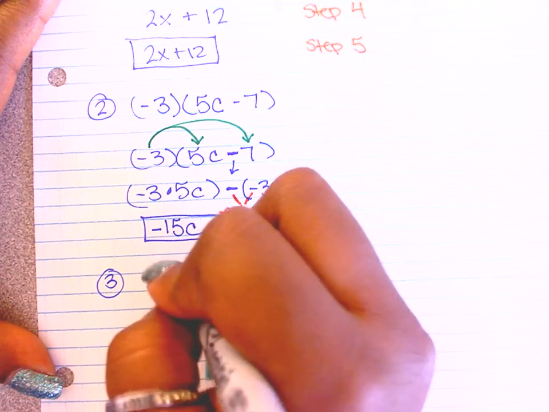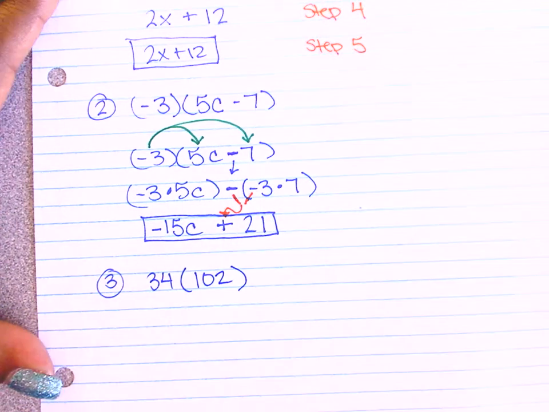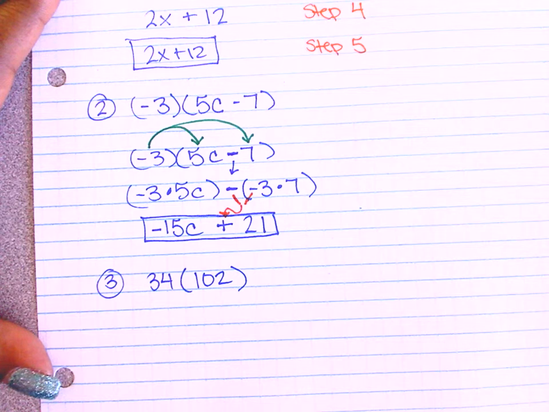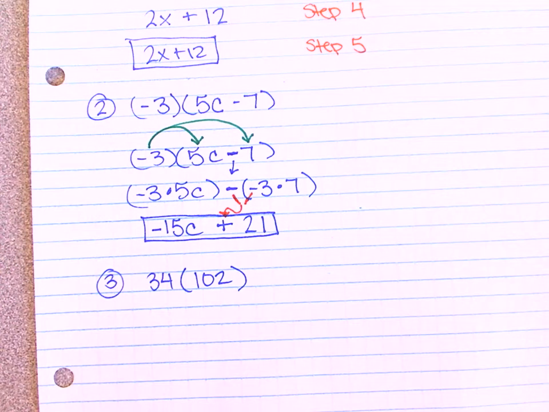34 times 102. Now the reason people learn the distributive property is so you can multiply big numbers without having to literally write it down and physically multiply it out. You can do it this way. So, step 1 says to write the monomial. This time you have to do it.